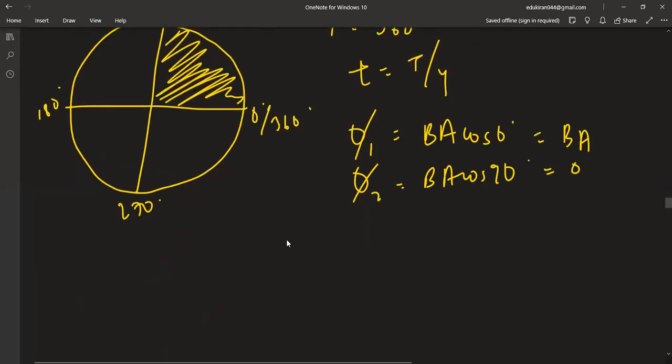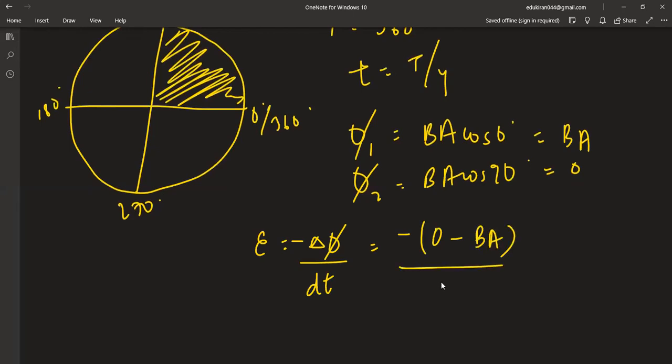So if you write down the value of EMF, it is minus d phi over dt. Look, change in flux is minus, this becomes 0 minus BA divided by T by 4. So the final value is 4BA by T. This 4 will go up.